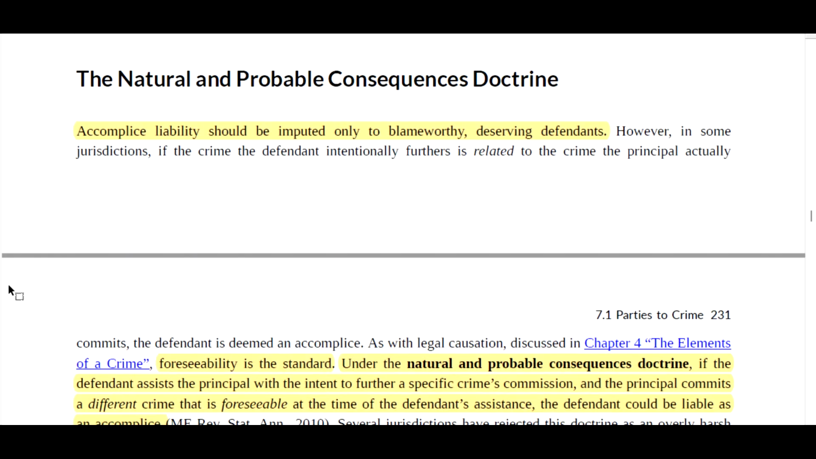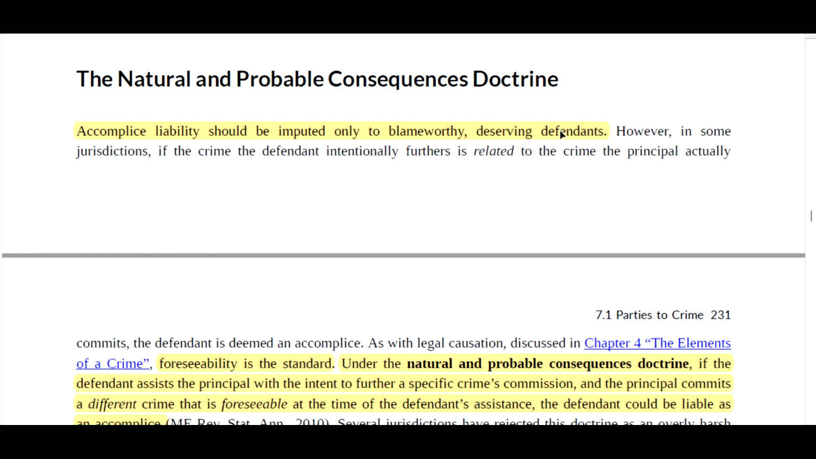So the natural and probable consequences doctrine is the idea, just very basically, that if you know that it could lead to it, you probably should be under this. So accomplice liability should be imputed only to blameworthy, deserving defendants. This is an important notion.